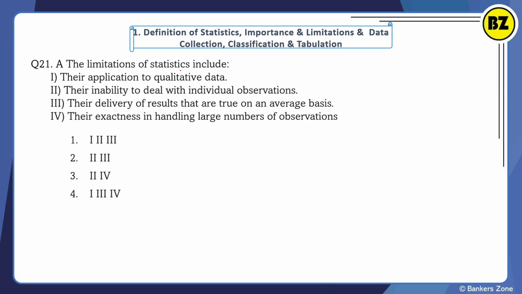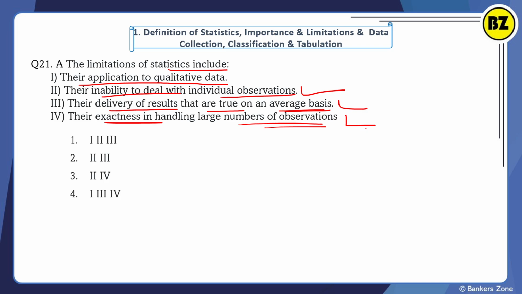See, the limitations of statistics include, what is the limitation of statistics? When we talk about the limitation, see here, their application to qualitative data, their inability to deal with individual observation, it is correct. Then the delivery of results that are true on average basis, and the exactness in handling the large number of observations. So these are the limitations which statistics cannot do, right? Statistics is not able to deal with the individual data. They deliver results true on average basis, and they are obviously not dealing with a large number of observations, because statistics is for samples, right?